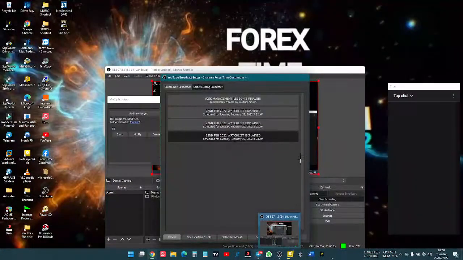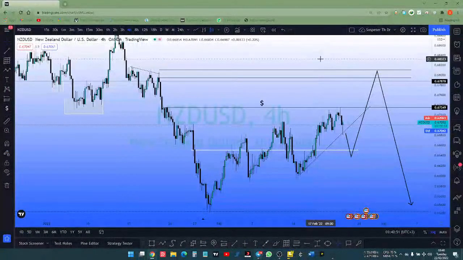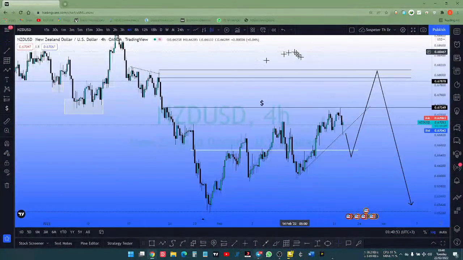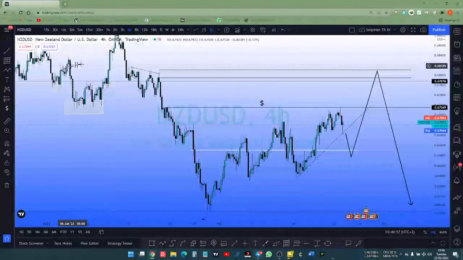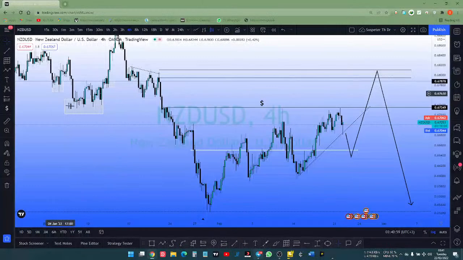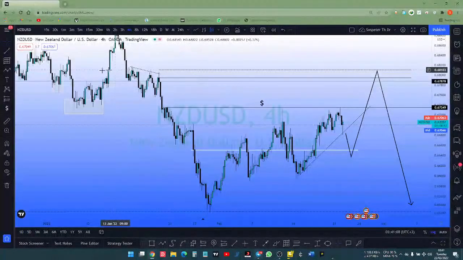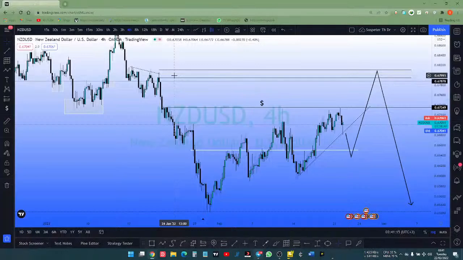I hope it's still recording. Yeah, it's okay. This area is supported by this failed QM pattern. Remember, if you're not familiar with the failed QM setup, check on the channel, I've discussed it. So this supply zone is supported by that failed QM pattern. It's in line with it, so it's got some weight. Hopefully it's going to pay us something good.